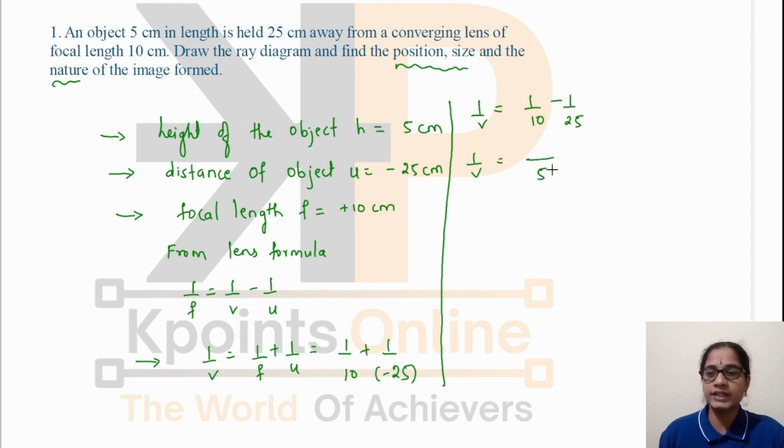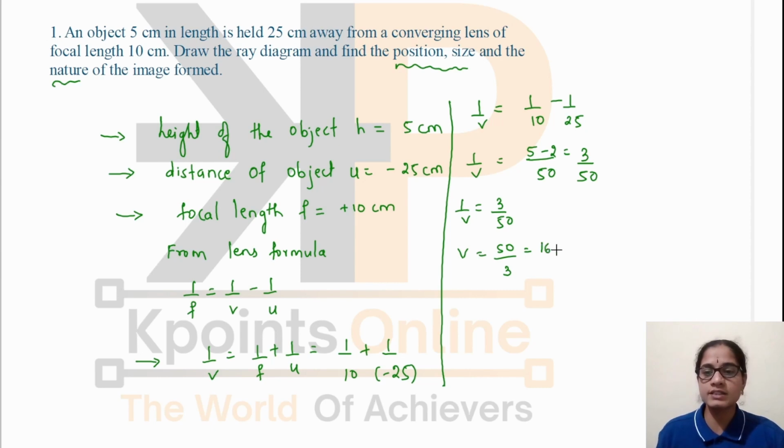It will be (5 minus 2) by 50, that is 3 by 50. So 1 by v is equal to 3 by 50. This comes out to be 16.66. This is the image distance. The positive sign indicates that the image is formed opposite to the lens, means it is formed on the right side of the lens.